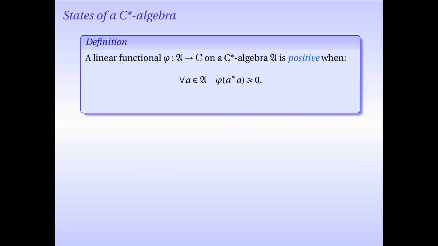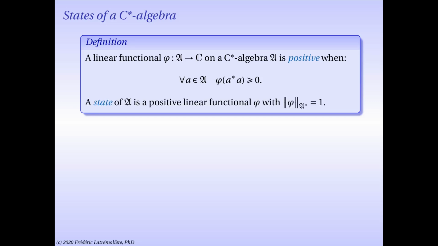A linear functional on a C-star algebra is positive when for any element a of your C-star algebra, the functional evaluated at a star a is indeed positive. Now, it's important to note that I do not actually require the functional to be continuous at this moment. So a positive linear functional is really a linear map in the algebraic sense from the C-star algebra to the complex numbers with this extra positivity condition. And we will see later on that in fact, positive linear functionals are automatically continuous.